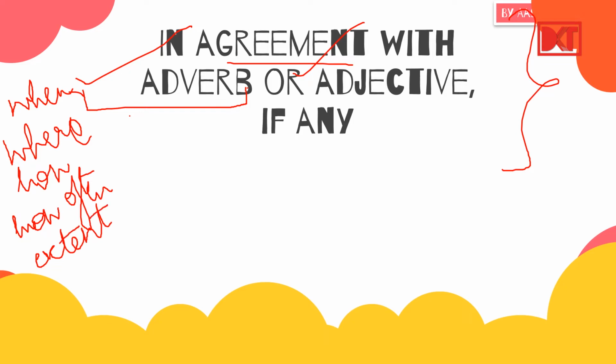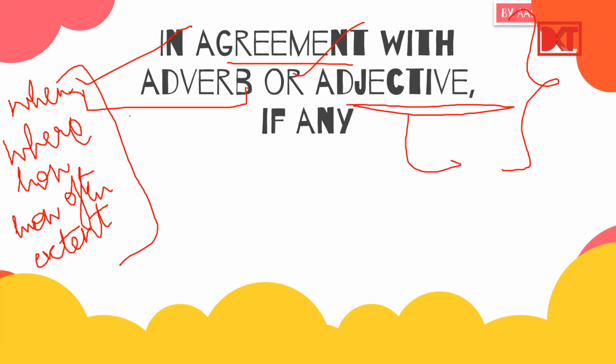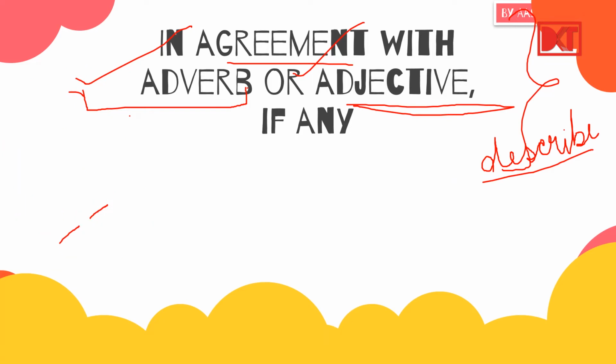And adjectives. Adjectives were what words? Adjectives were the words which describe something. Okay, so if an adverb or an adjective comes, how will our articles be used? Let's see that now. Okay. So these are the examples.